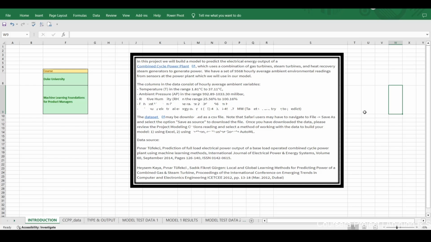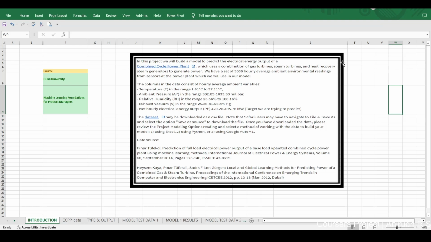I'm Anirudh, and today I'll be taking you through my project which I did for the course Machine Learning Foundations for Product Management as a part of Coursera, which the degree is issued by Duke University. So let's get into the introduction of the project.